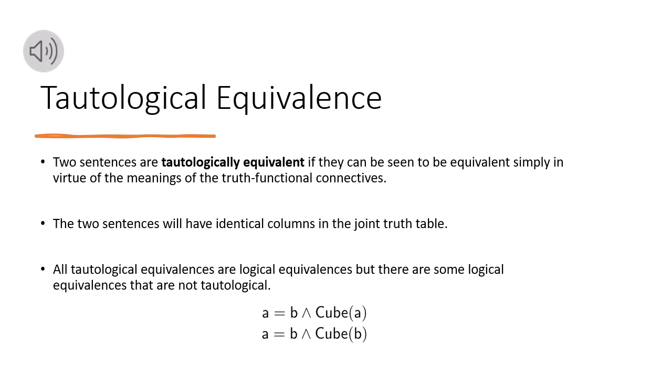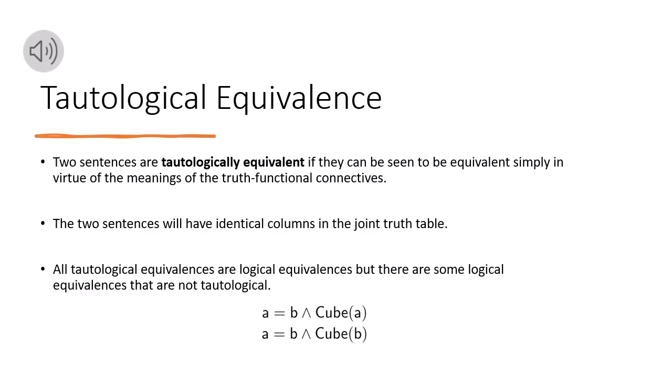Now, if they're identical in the truth table, then they're always going to give you the same truth values based on the underlying truth functional connectives, even though the complex sentences may look very different from one another. And so in this instance, when they have the same columns in your truth table, you say that your two sentences are tautologically equivalent. Now, just to be clear, all tautological equivalences are definitely logical equivalences.